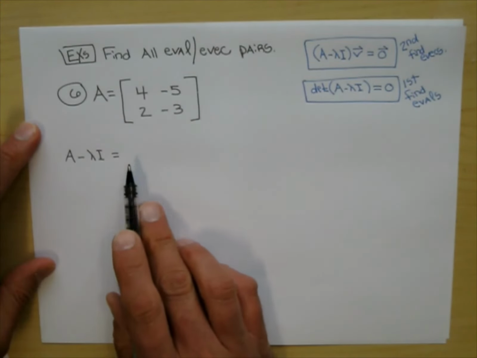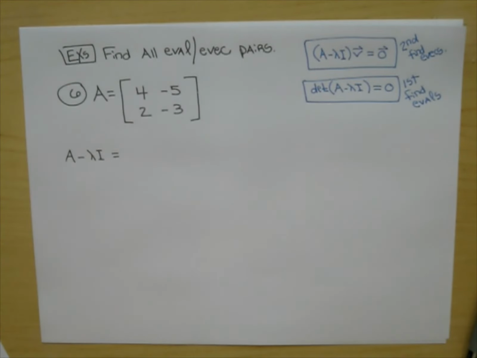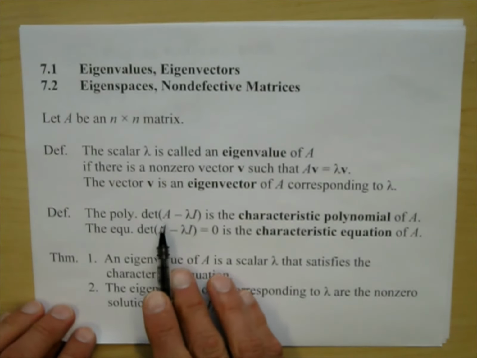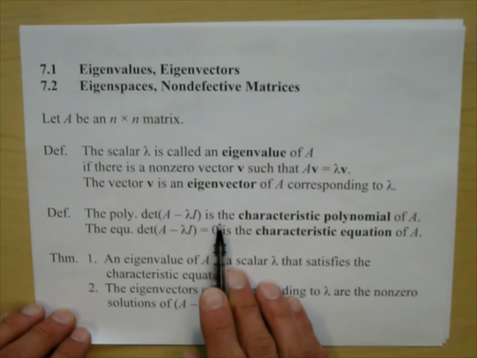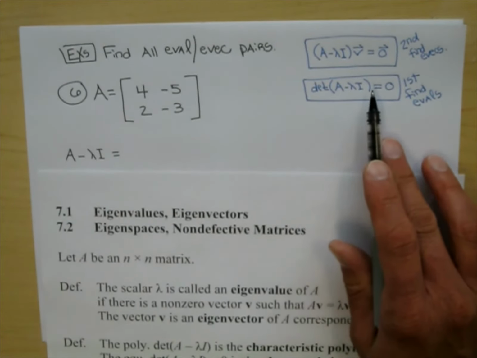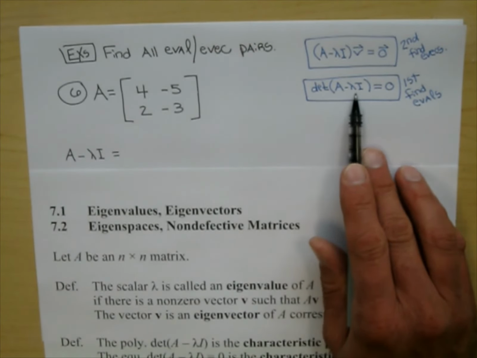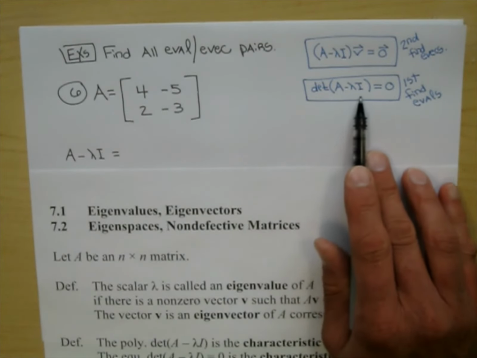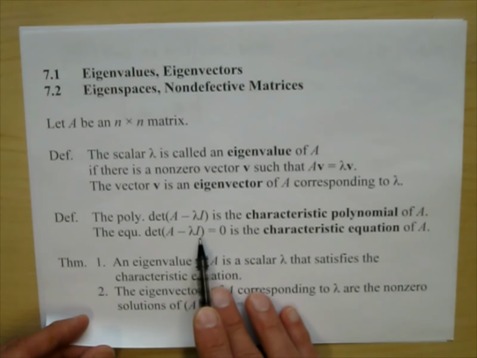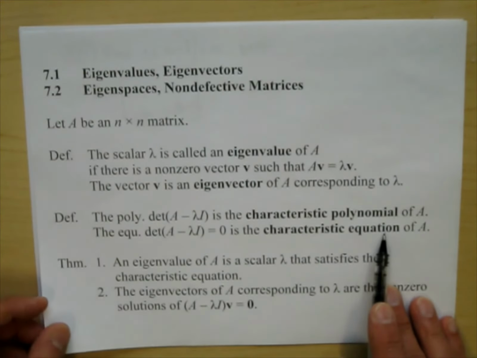And before I actually begin the problem, I've got all this paper here with definitions, so let's go ahead and do this. This is on your definition sheet. It says the polynomial determinant A minus lambda I is the characteristic polynomial of A. So this right here, determinant A minus lambda I, is a characteristic polynomial. And then the whole thing, determinant A minus lambda I equals 0, is the characteristic equation.